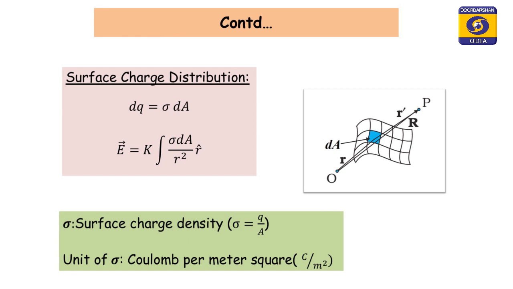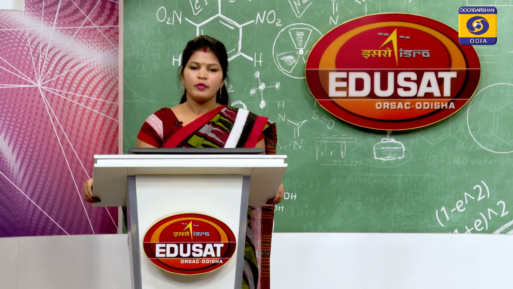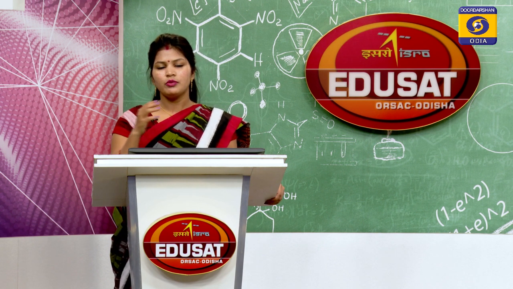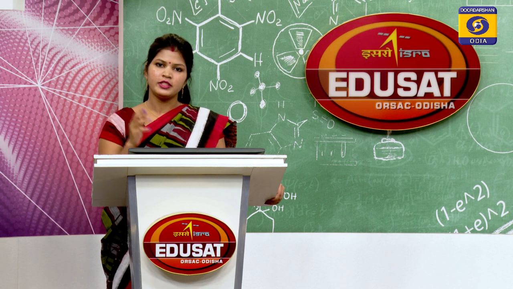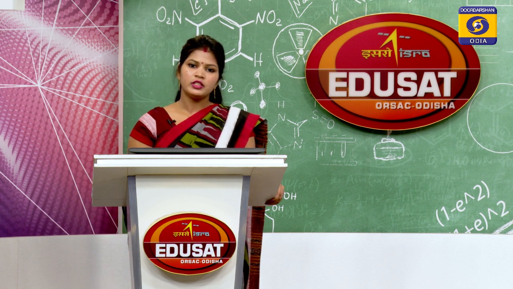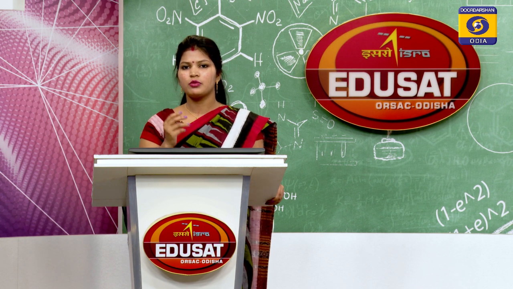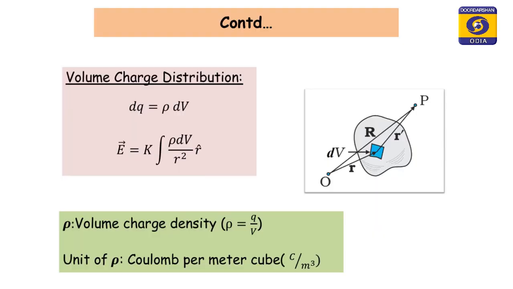In case of surface charge distribution, we take a small area dA, and the small charge dq is equal to sigma into dA. So, total electric field E is equal to K integration of sigma dA upon r square r cap, where sigma is surface charge density, sigma equal to q upon A, that is charge per unit area. What is its unit? That is coulomb per meter square, charge in coulomb and area in meter square. This is the surface charge distribution.